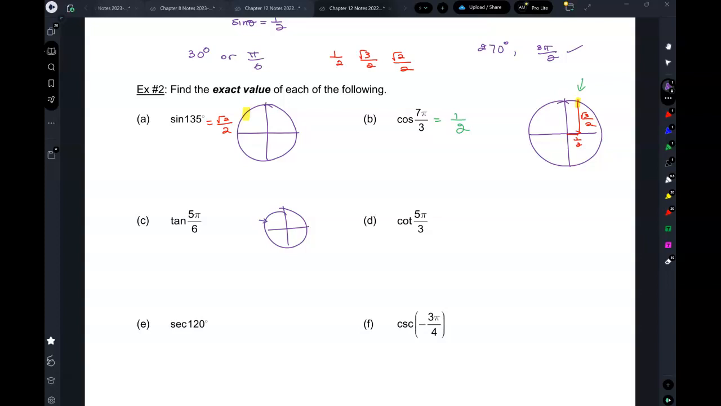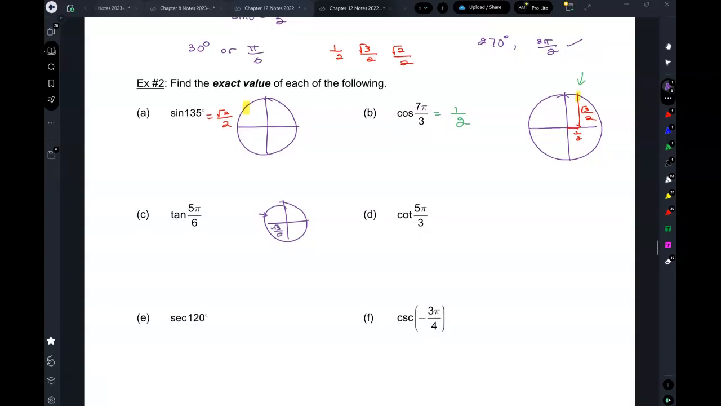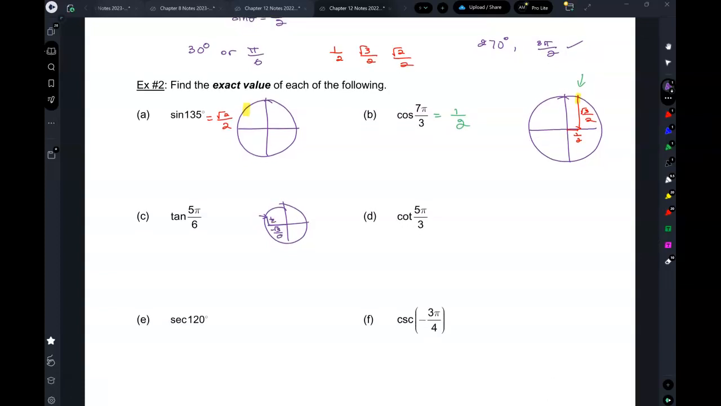Okay, so to get to tangent of 5 pi over 6, how much do I have to go vertically? 1/2. How much do I have to go horizontally? Negative root 3 over 2. So I have to go negative root 3 over 2 and then 1/2 upward. So if tangent is opposite over adjacent, then this becomes 1/2 over negative root 3 over 2. So this becomes negative 1 over root 3, negative root 3 over 3. Okay?